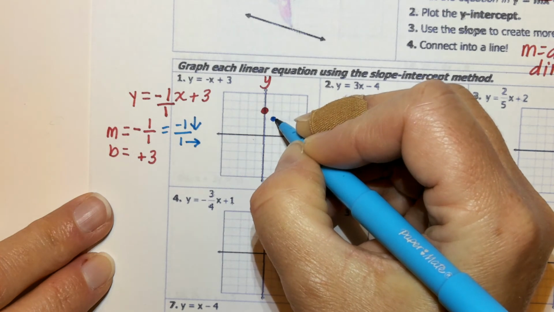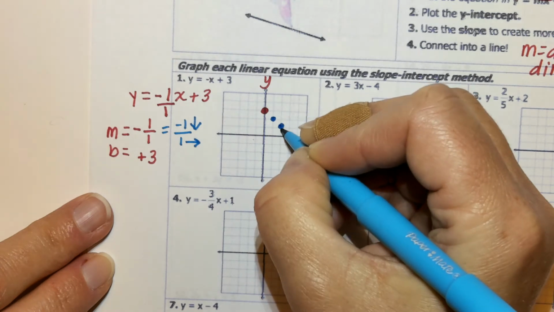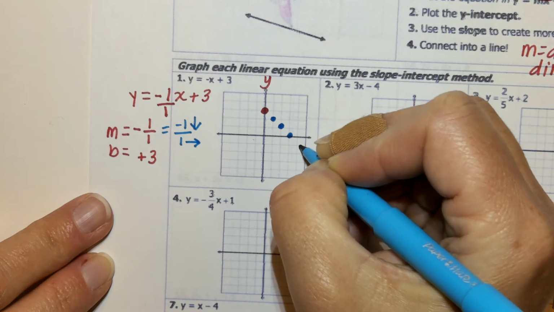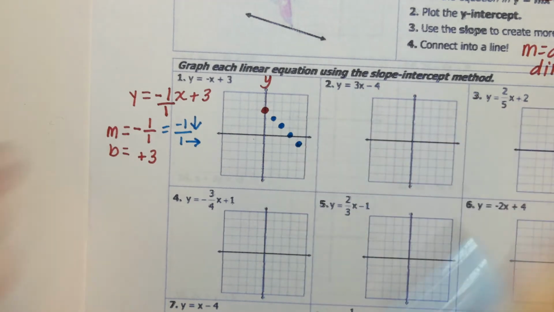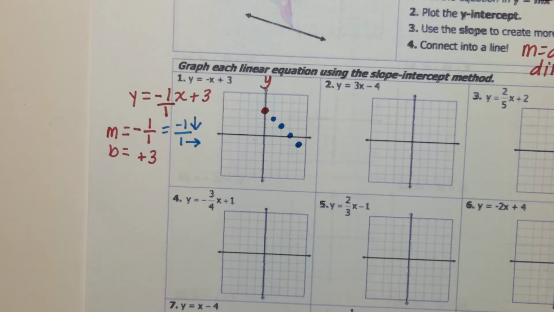So let's drive our slope. From this point, we're going to go down 1, right 1, and put a point. And do it again. Down 1, right 1, down 1, right 1, down 1, right 1. How many points do you really need to make? More than 2. I don't drive a hard bargain on this, but two is not enough. 3, 4, 5 is fine.